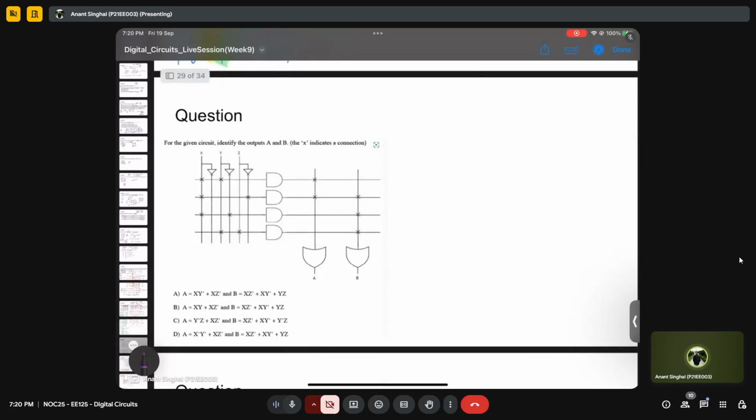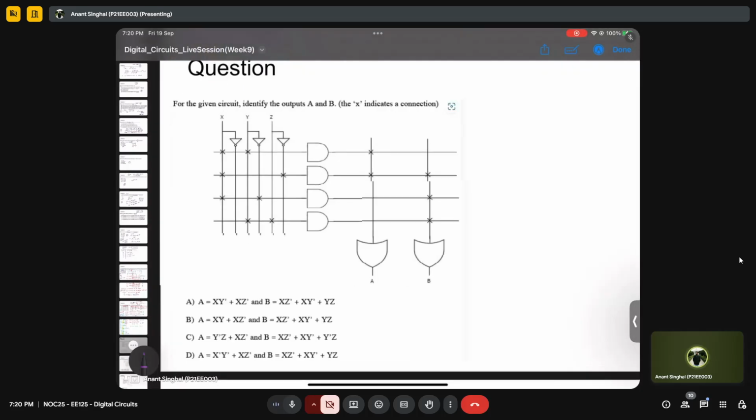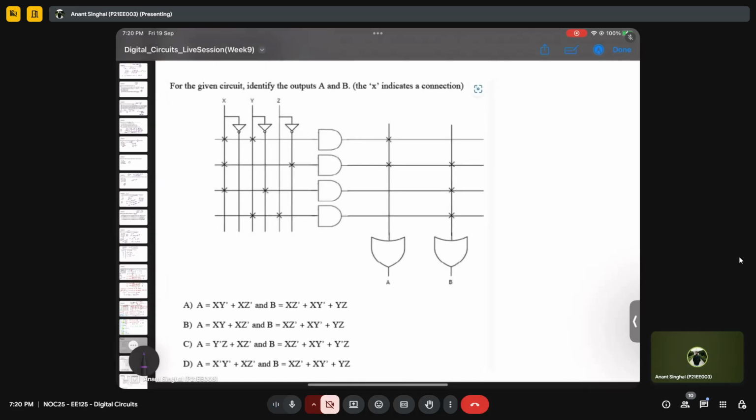Okay, so now we have some more questions on PAL and PLA. These are actually easier questions, just we need to do some more calculations. I hope you can see the connections clearly. It says we have a given circuit, identify the output A and B. So we have AND here, and then we have OR here. All are programmable, there is nothing fixed. Both programmable means this is a PLA circuit. So we need to find actually just A and B.